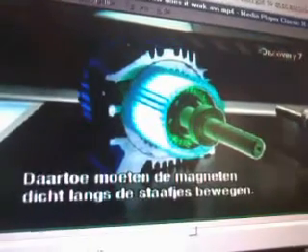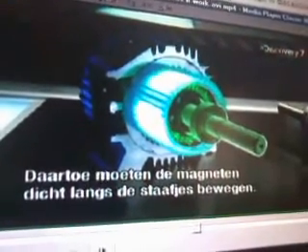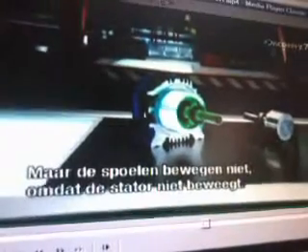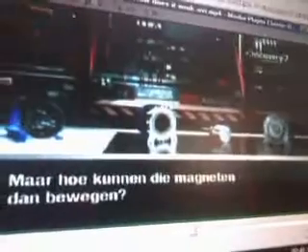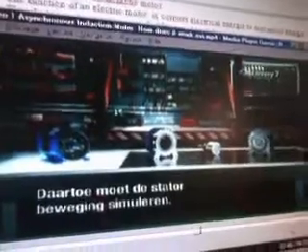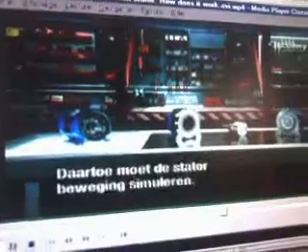To do that, those magnets must be in motion close to the rods. But the thing is, the coils never move because the stator never moves. Okay, so how can those magnets be in motion if the stator never moves? The stator has to simulate motion.